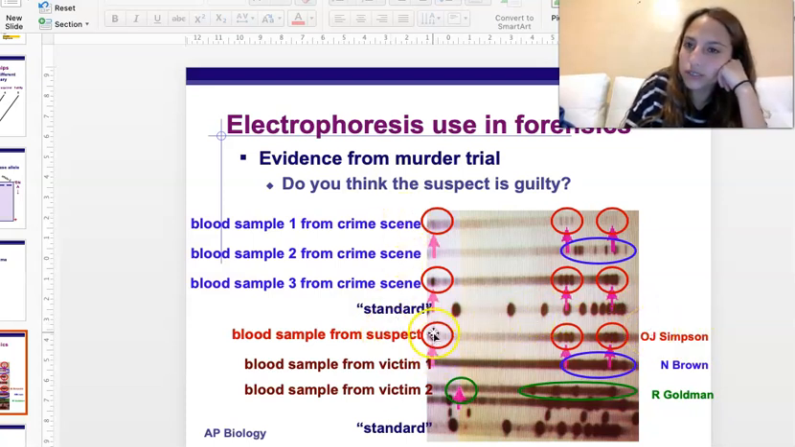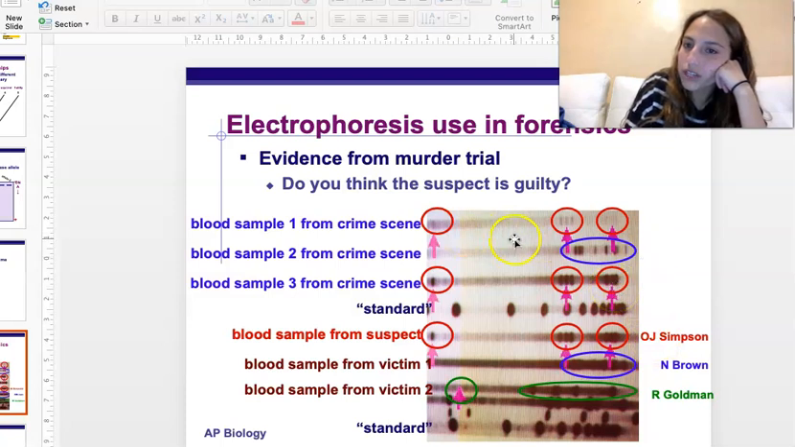And what do you see here? O.J. Simpson's sample has this little line here, 3 lines here, and 3 lines here. Okay, this is his pattern of the fragments of DNA. Here, there is the same exact pattern. So that means that O.J. Simpson's blood was in the crime scene.